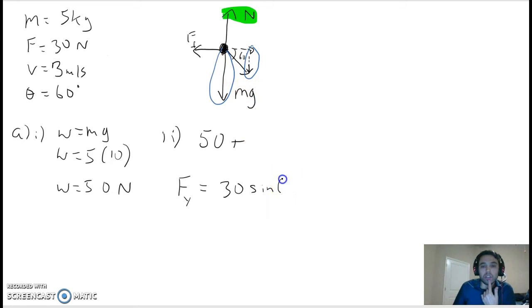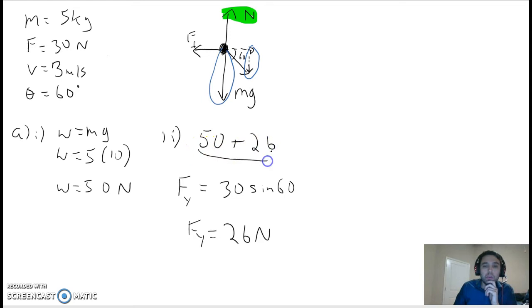Sine of 60, because it's a 60-degree angle. So we do 30 sine 60, and we're going to get that vertical component of force. On the calculator, 30 sine 60 is 25.98. Let's just call it 26, make our lives a little easier. 26 newtons.